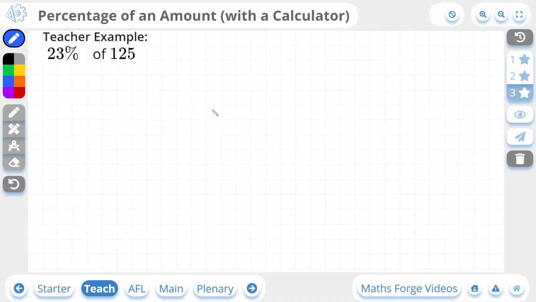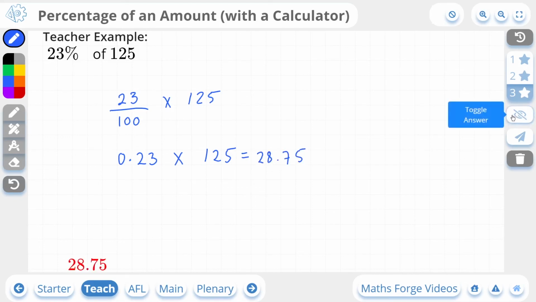We'll do one final three-star example. Here we're going to find 23% of 125. So the multiplier for 23% is 23 over 100. And we're going to multiply this onto 125. 23 over 100 gives us 0.23. Multiplying this by 125 gives us an answer of 28.75. And if we check our answer, there it is.